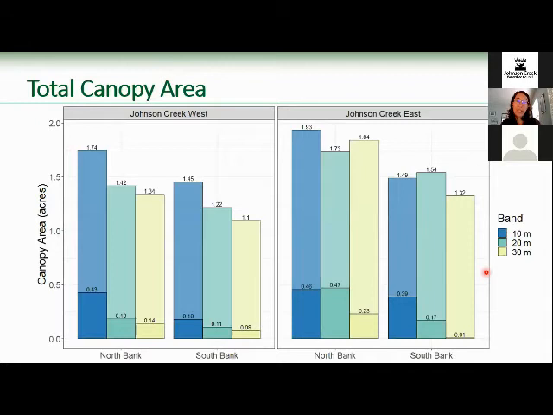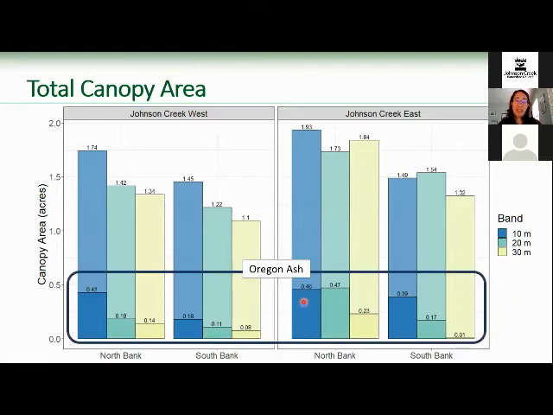And you can look at that in terms of total canopy area, again broken out in the same way, east versus west, north and south. These are acreages, so you can see the total riparian acreages. But remember, these are those 30 meters next to the stream. And then specifically the abundance of Oregon ash, in terms of total number of acres for east versus west in those different locations.